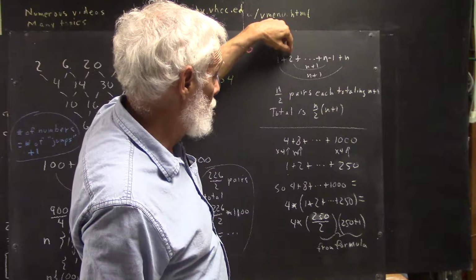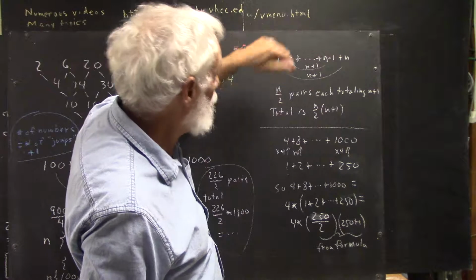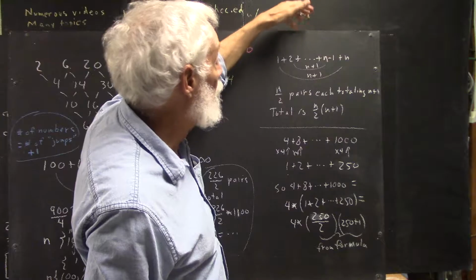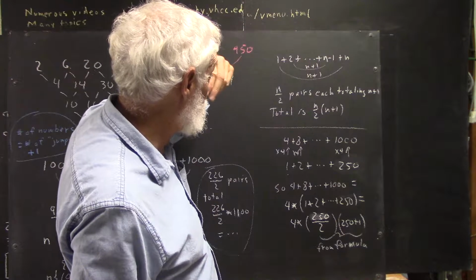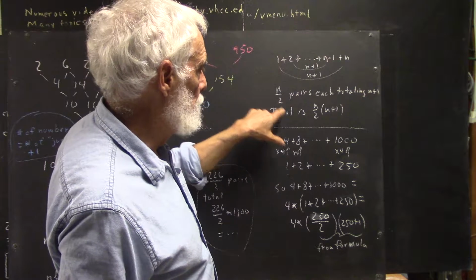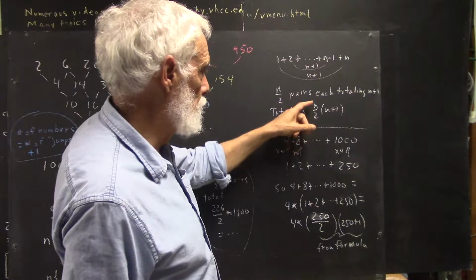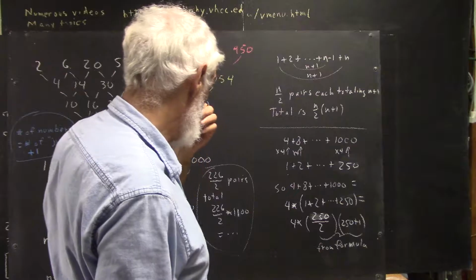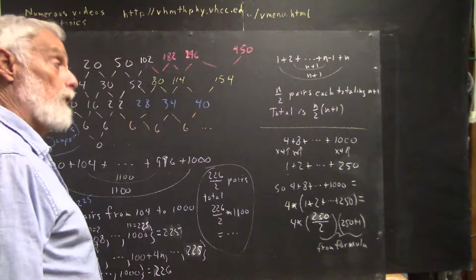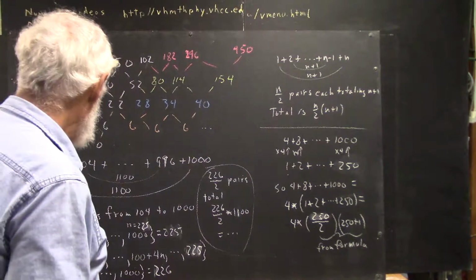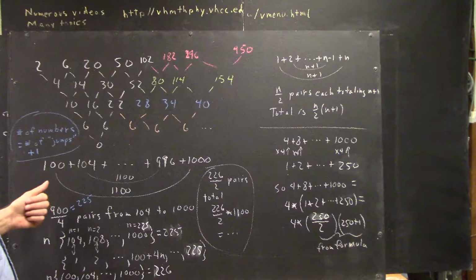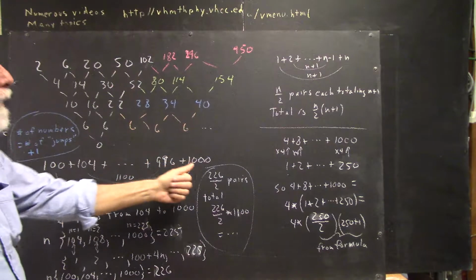Okay, if you go up to 2 and down to n minus 1, well, you've gone up by 1, you've gone down by 1, the sum is still going to be n plus 1. So you have n over 2 pairs each totaling n plus 1, so the total is n over 2 times n plus 1. That's a perfectly good formula. But it doesn't apply directly to this sequence because this is not the set of numbers from 1 to 1,000.